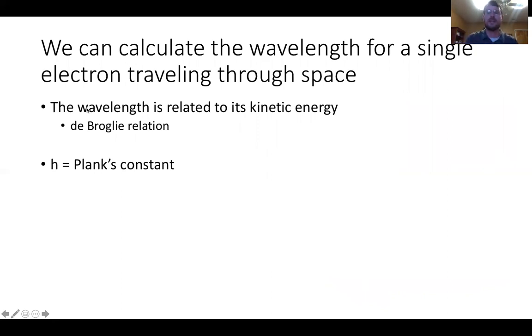How much energy an electron has will influence its wavelength. This is known as the de Broglie relationship, and we're going to see Planck's constant coming back into this equation. So let's go ahead and look at the equation.